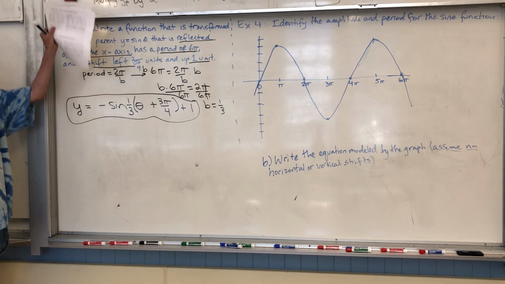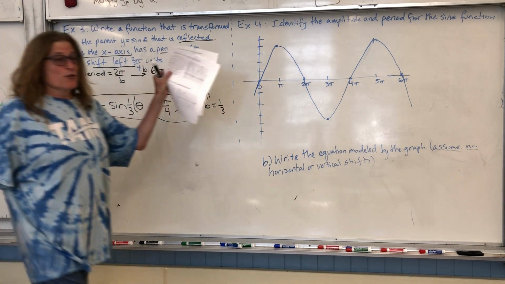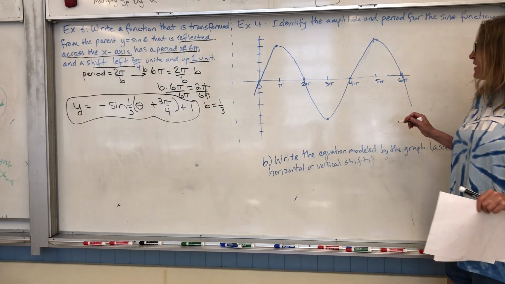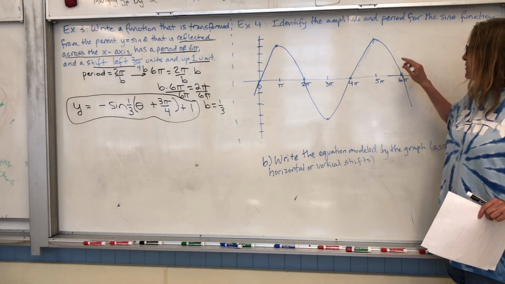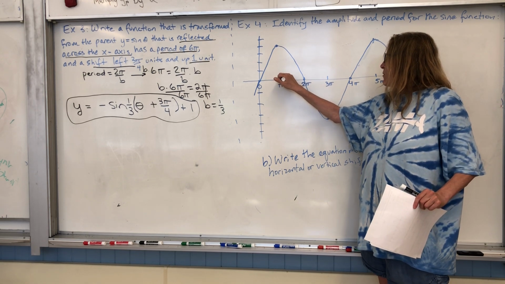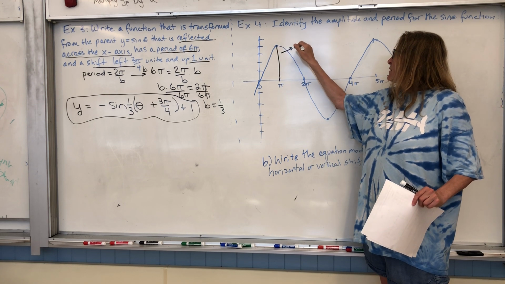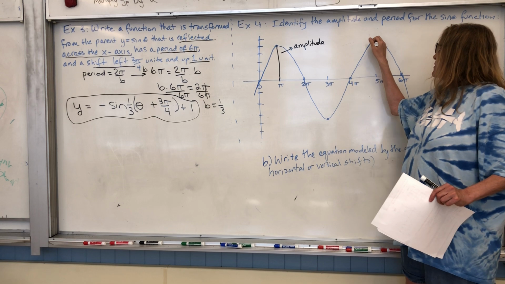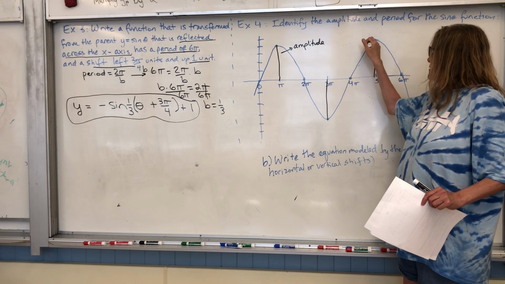Okay, so we've got equation to graph, description to equation, and now we're going to do graph to equation. So first they want me to identify the amplitude and the period. So I'm just going to draw it right on the graph itself. So remember, the amplitude is how high is the mountain or how low is the valley. So there's my amplitude. These are all my amplitudes.